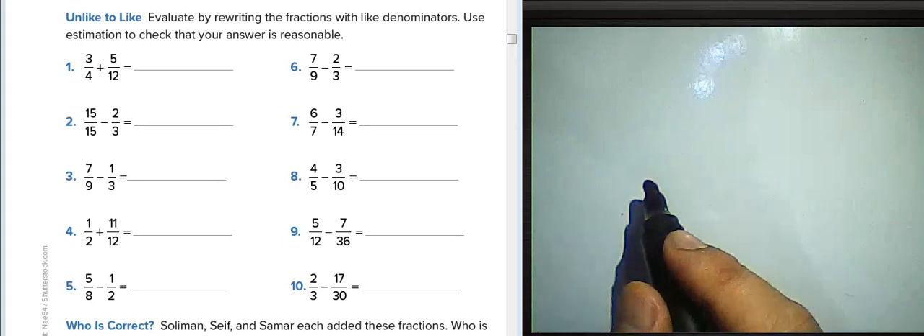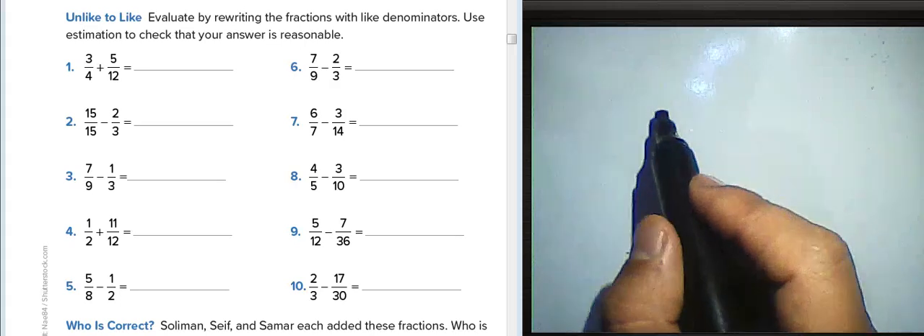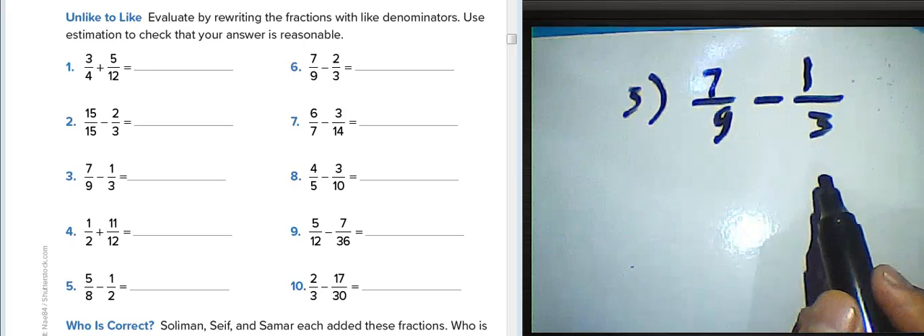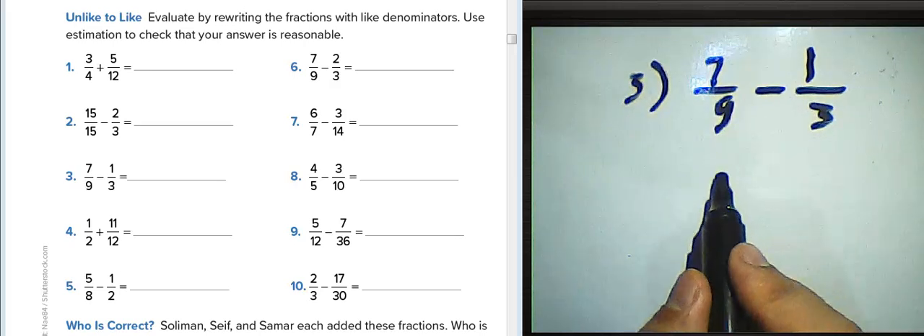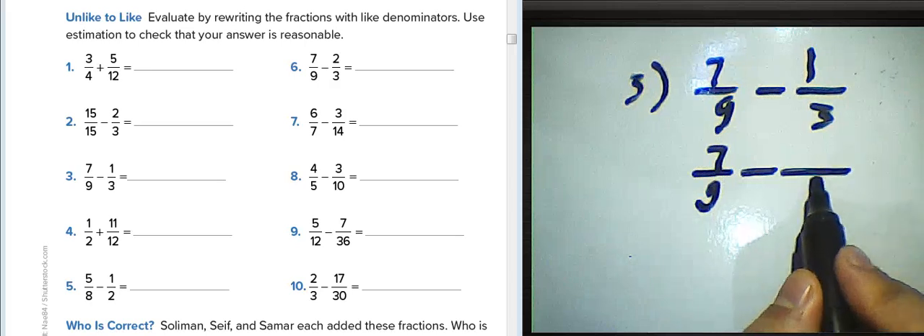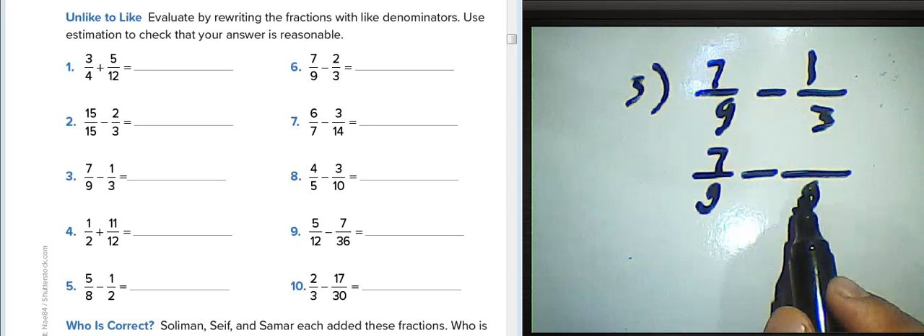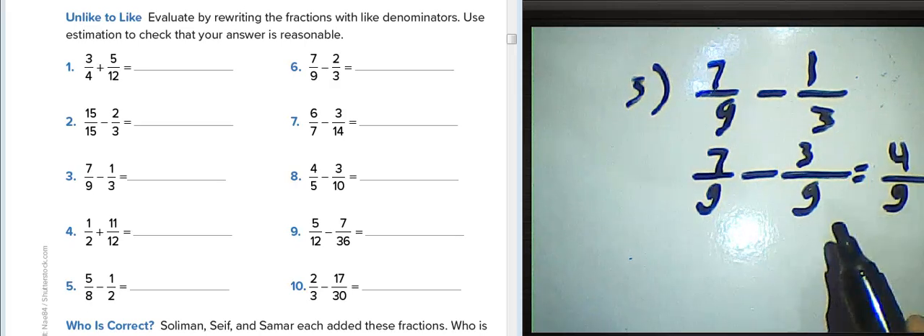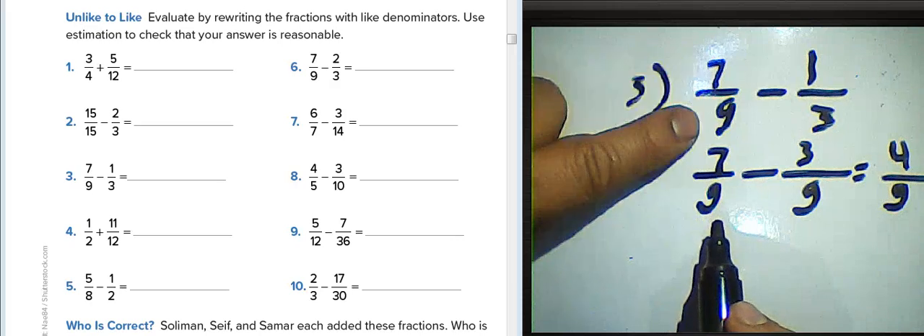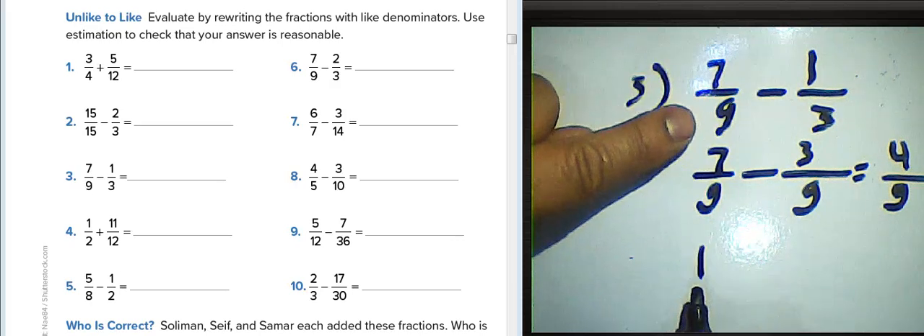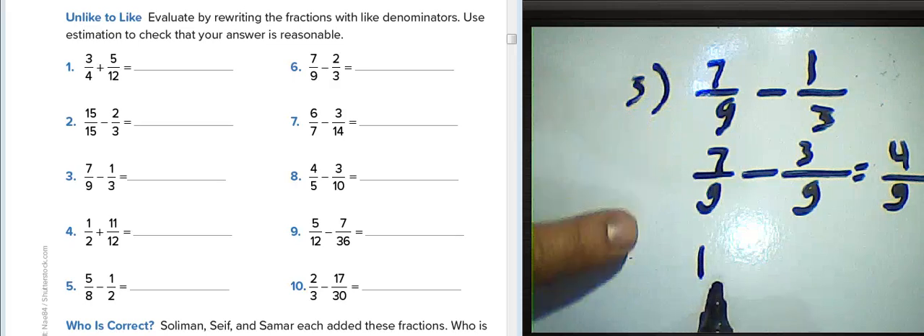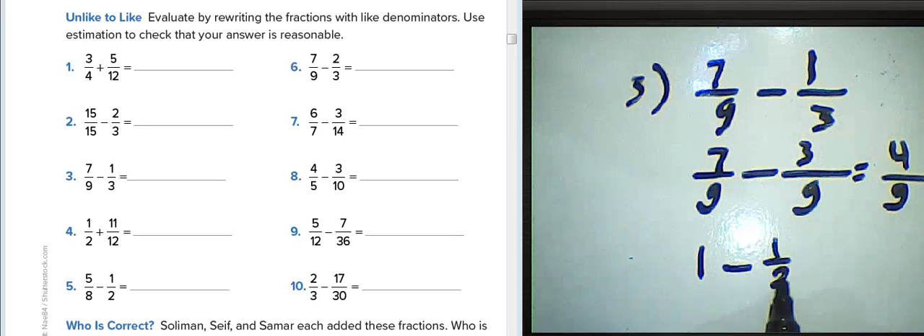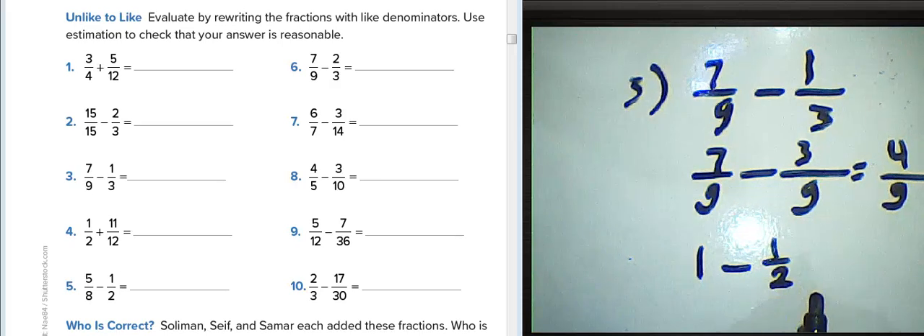Question number 3. 7 over 9 subtract 1 over 3. We can write the least common multiple between the two fractions will be 9, because 9 can be divided by 3 equals 3. 3 times 1 equals 3. The result will be 4 over 9. And what about 7 over 9, nearest to what? Nearest to 1, because 7 is nearest to 9. So 9 divided by 9 equals 1. And a third here is nearest to half. Nearest to half. Okay.